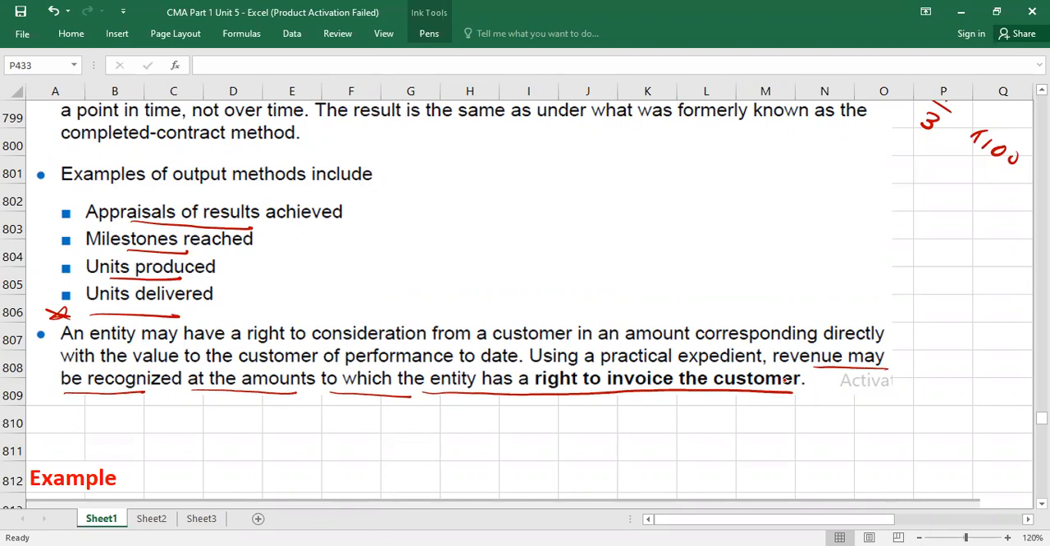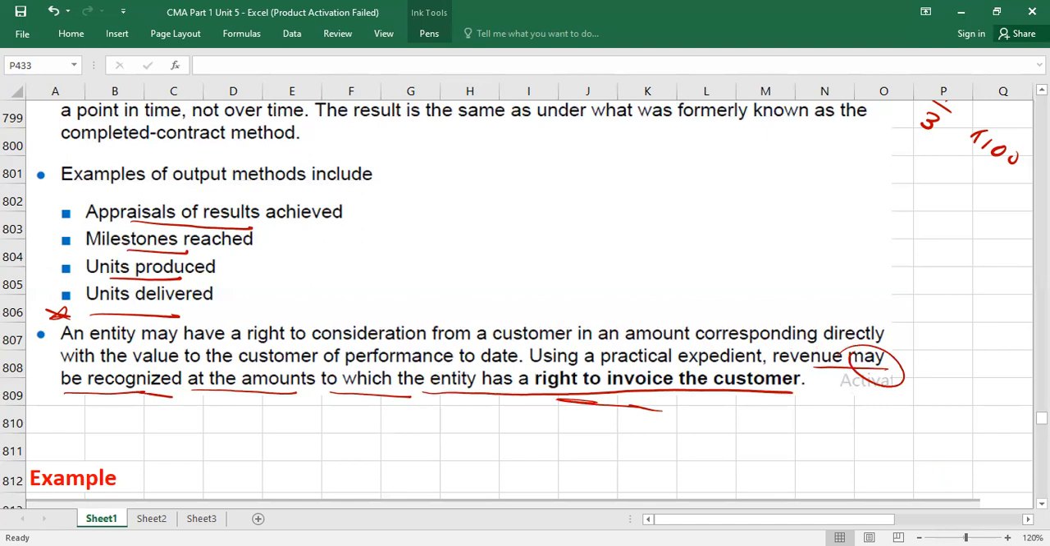Obviously, when something is done and you agreed with that, for example, I was supposed to produce 10 units. I produced 3 units and I delivered them to you. It means now I have a right to invoice for 3 units. If I don't have a right to invoice, it means you should not calculate percentage of completion based on output. This is a really important word, huh? The entity has what? A right to invoice the customer, and the words they used: revenue may be recognized at the amount for which you have a right to invoice the customers.